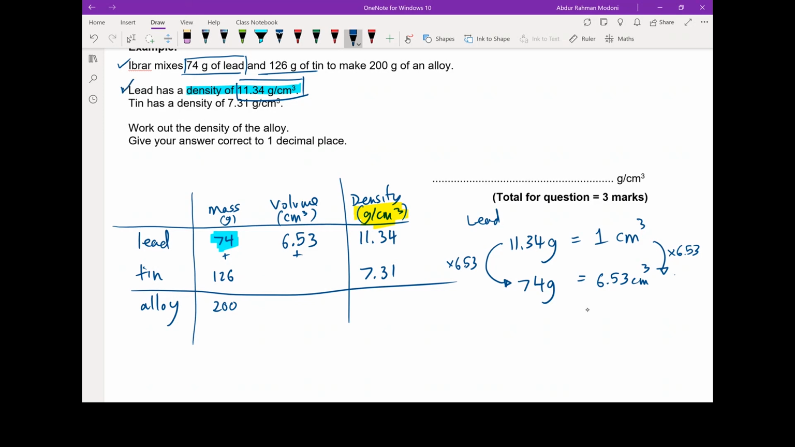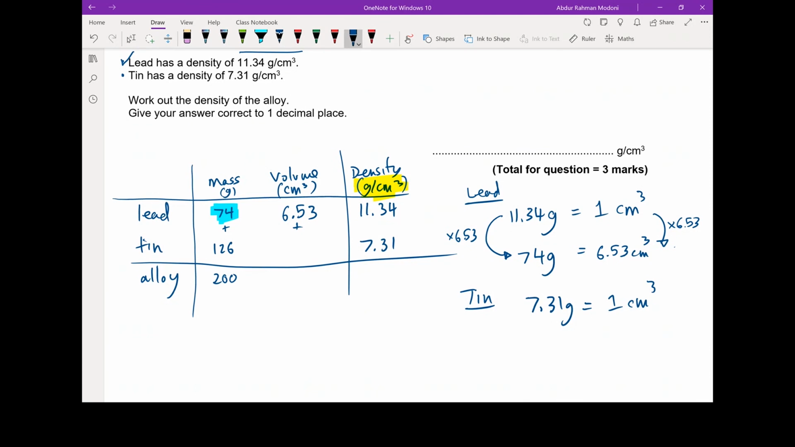Using my line by line skill, I go on to the next line, tin. I'll make a note here. I'm working with tin now. The tin has a density of 7.31 grams per centimeter cubed. So that means 7.31 grams is equal to 1 centimeter cubed. Per centimeter cubed means 1 centimeter cubed. Then I look at all my information on the table, and I can see I've got tin as being 126 grams. So I need to get to 126 grams for tin.